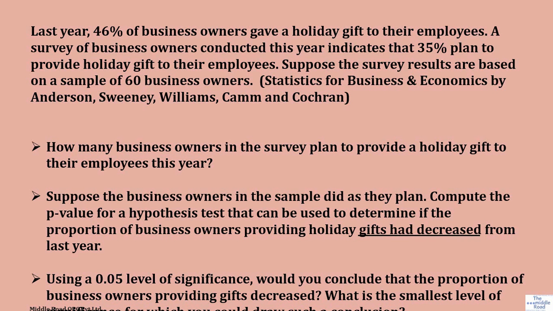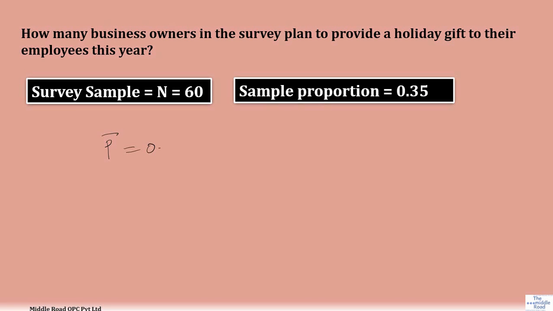Here you had 46% of business owners who, it seems, this year 35% plan to provide a holiday gift to the employees. We know the sample proportion is 0.35, so 35% is 0.35. Now the hypothesized population proportion is given as 0.46. The question here is how many business owners in the survey plan to provide a holiday gift to their employees this year. This year's figure is 0.35 and you have the sample size as 60.